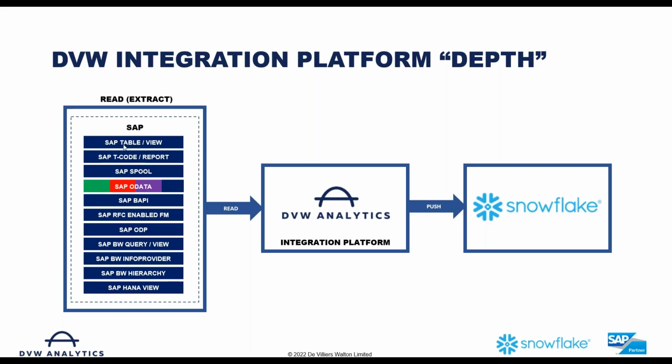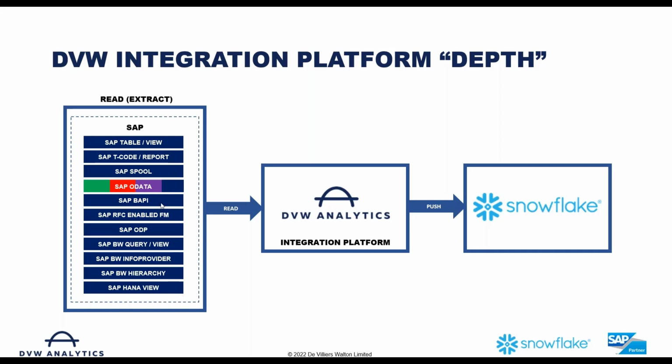So T-codes, also the SAP spool. It's related because if you run a report or T-code in the background, then it will create a spool, which is effectively the old print job. It will sit on this spool, this print queue, and we can connect to it and extract it from there. In the cloud space, OData is king, so we can connect via OData to the cloud solutions.